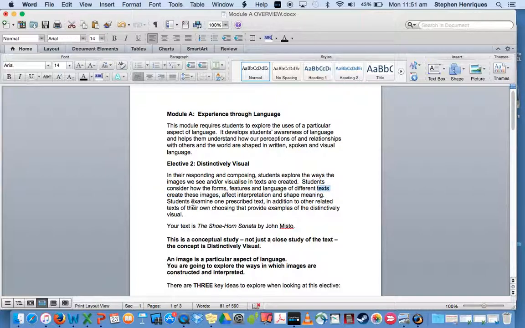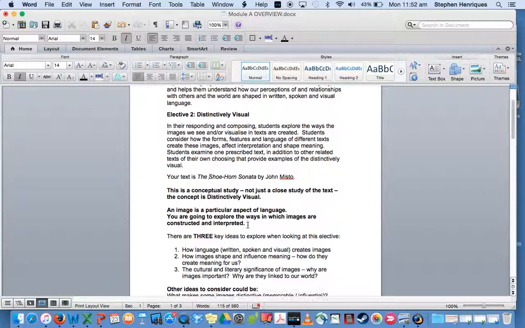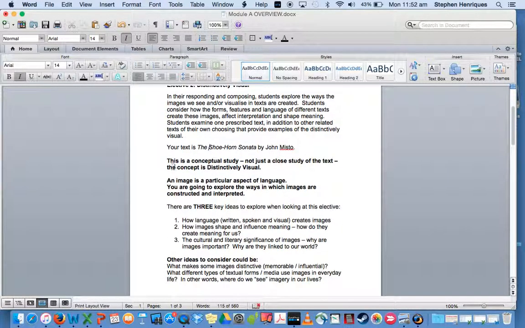It says the students examine one prescribed text in addition to other related texts of their own choosing that provide examples of the distinctively visual. You notice here that it says texts and not text singular, so it's plural. You should be looking at more than one related text to use in conjunction with The Shoehorn Sonata. As mentioned, The Shoehorn Sonata is by John Misto. So this is important here.